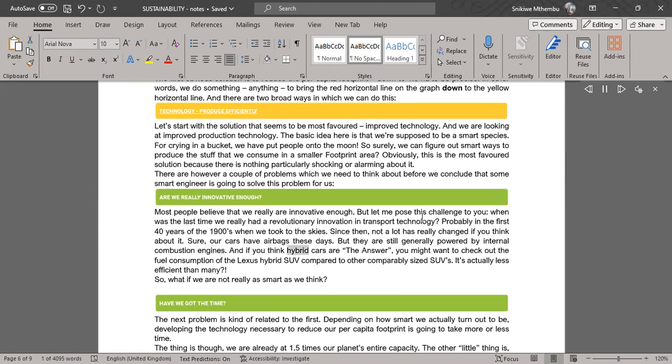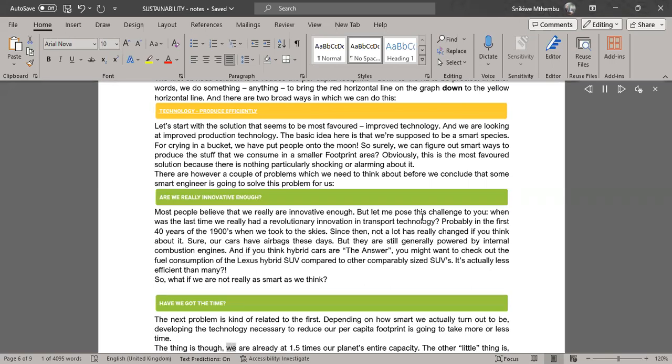And if you think hybrid cars are the answer, you might want to check out the fuel consumption of the Lexus hybrid SUV compared to other comparably sized SUVs. It's actually less efficient than many. So, what if we are not really as smart as we think? The next problem is kind of related to the first. Depending on how smart we actually turn out to be, developing the technology necessary to reduce our per capita footprint is going to take more or less time.